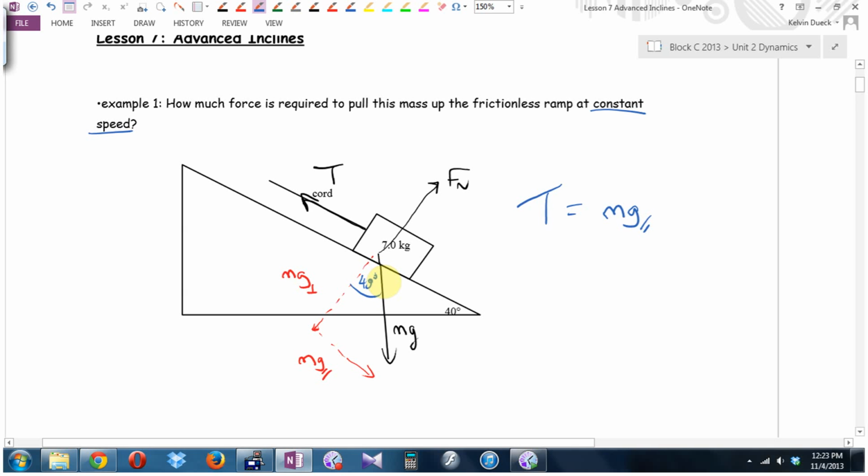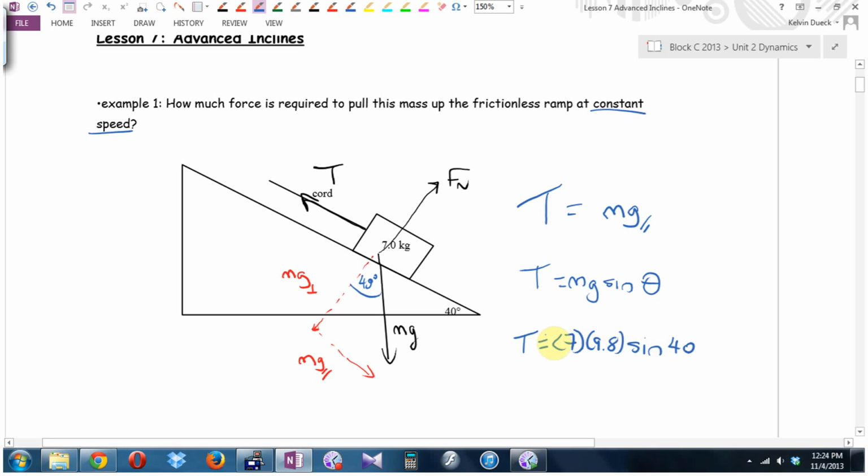How can I find mg parallel? What is that? Oh, so tension is just going to be mg sine theta, which in this case is going to be mg, 7, g, 9.8, sine 40.